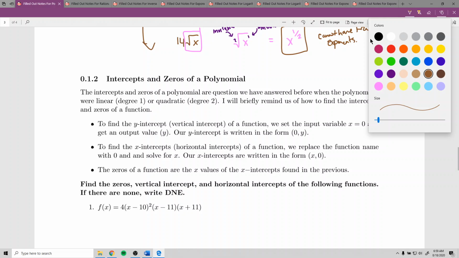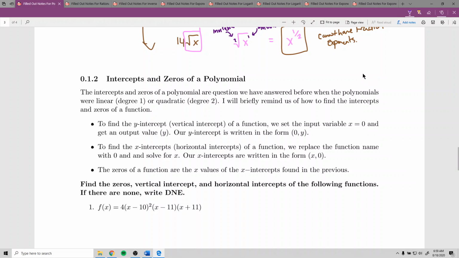Right, so the intercepts and zeros of a polynomial. This stuff here is just a reminder, but really you have learned all this before. The intercepts and zeros of a polynomial are a question we have answered before when the polynomials were linear, which is degree 1, or quadratic, which is degree 2, meaning the highest power of x was 1 or 2.